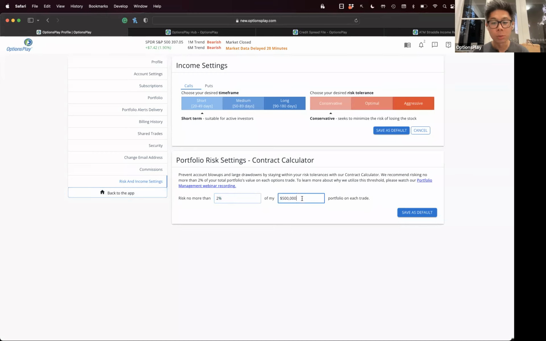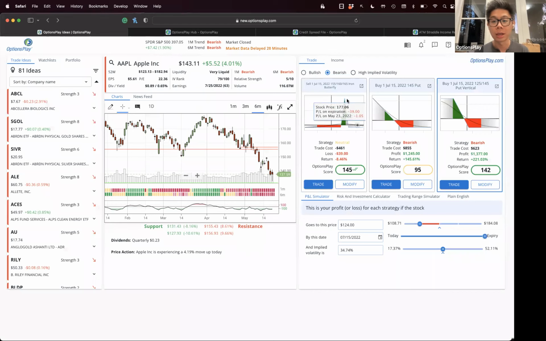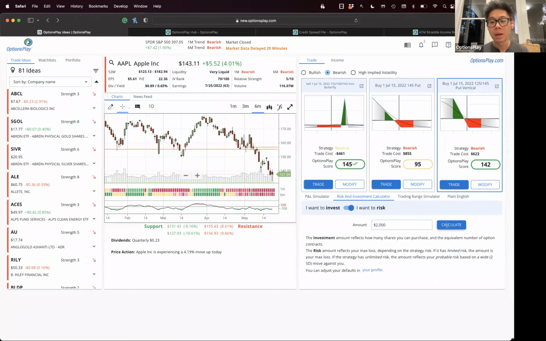So this is a tool that we have built that allows you to set your account size and how much you're willing to risk per trade. And you simply save this as default here on the right-hand side. Once you do that, every single time you place a new trade, regardless of whether you're looking at an iron butterfly, a debit spread, or a credit spread, all you have to do is click on the risk and investment calculator and click on the calculate button, because this is now going to pre-fill for you based on your account size and based on the percentage you're willing to risk.